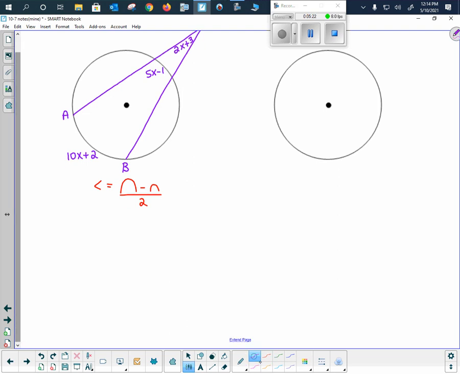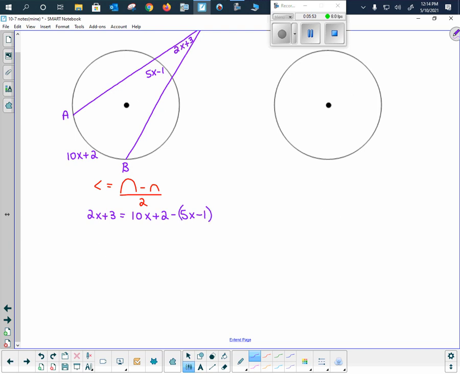Okay? So underneath them, the angle is the 2x plus 3. The big arc is 10x plus 2. Now let me ask you, if I just say minus the small arc of 5x minus 1, is that written correctly or not? I hope you're going to say not, because I want to subtract the entire small arc.